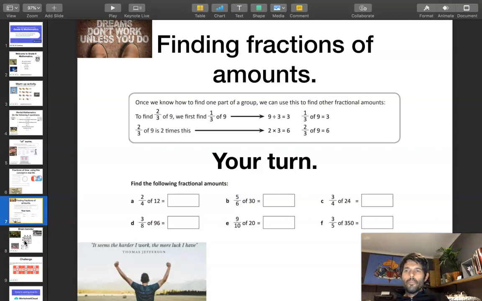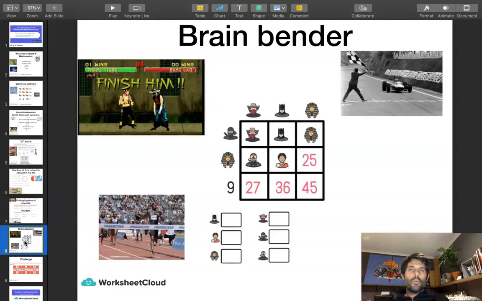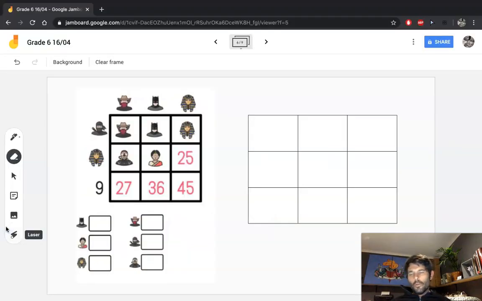Okay. Then there is your brain bender for today. So again, find out the value of those icons, okay, and tell me what answers you get at the end. Okay, guys, well done for working that out. So I'm just going to fill in what I know.